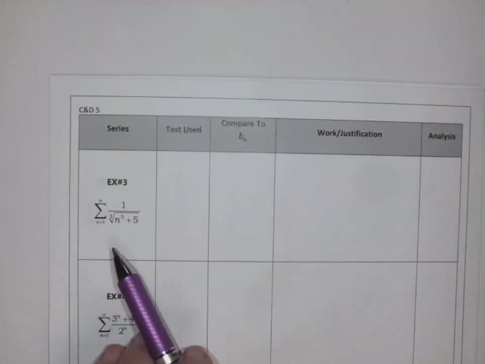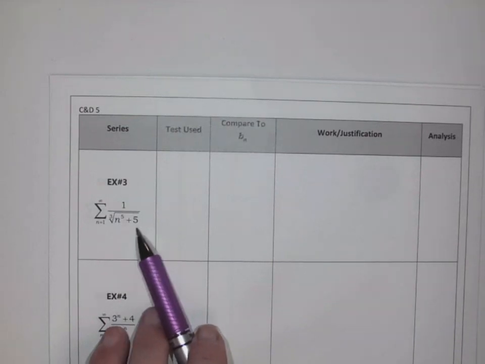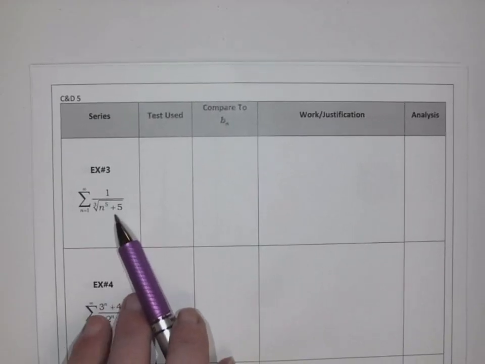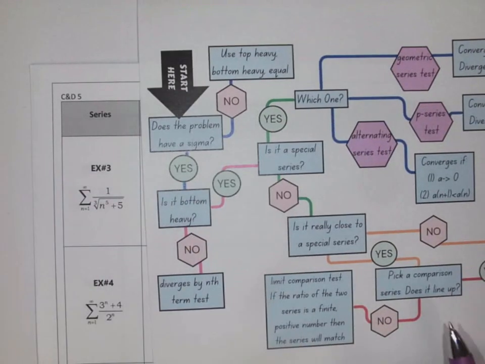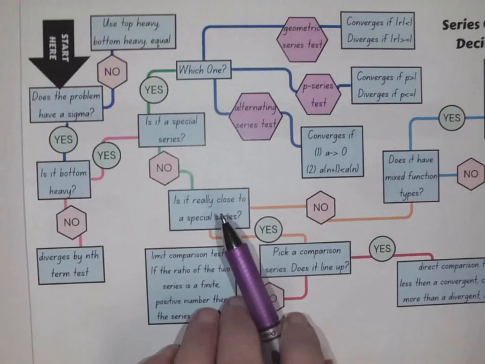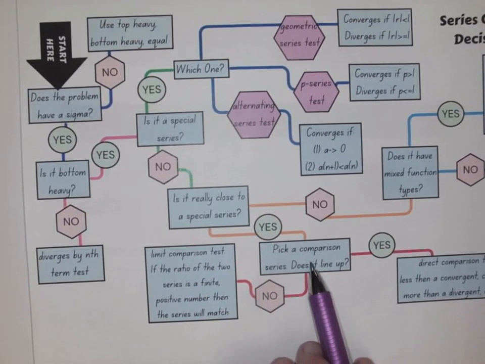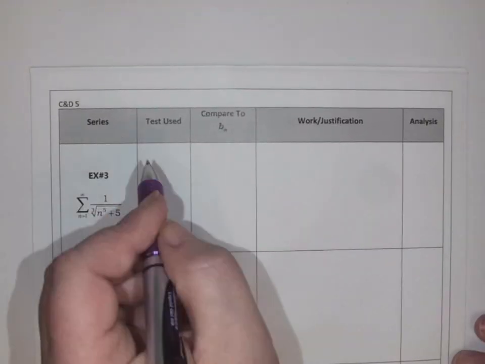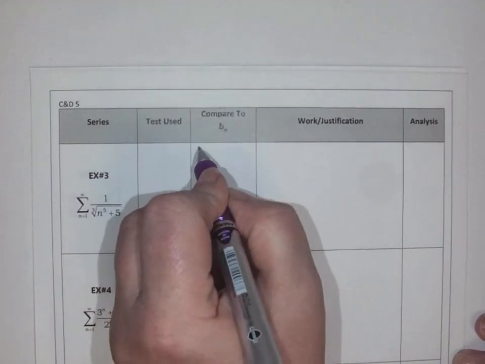We have 1 over the cube root of n to the 5th plus 5. So this one is not quite a p-series, but it's very close to a p-series, okay? So let's look and see if we can use one of our comparison series. It's really close to a special series. So we're going to pick a comparison series and see which one we're going to use. We don't know which test we're going to use yet.